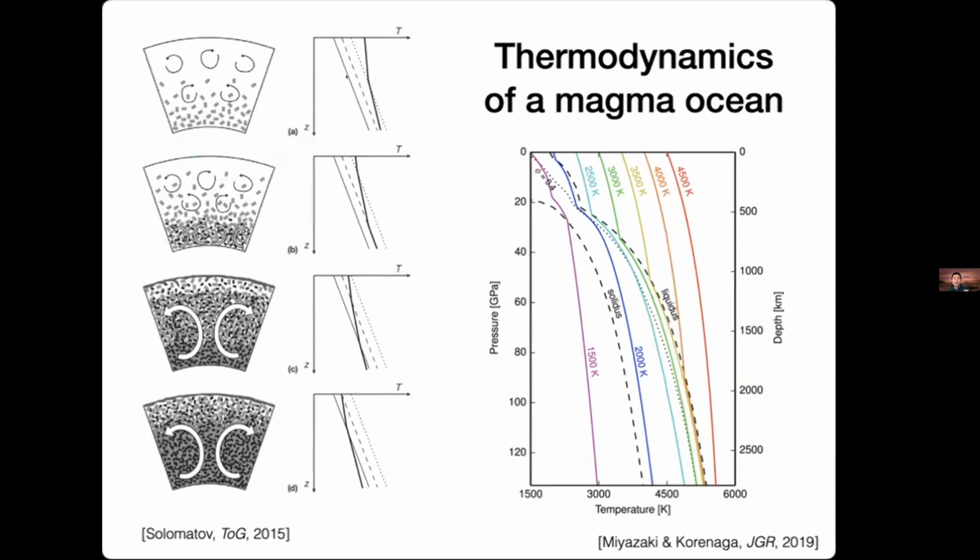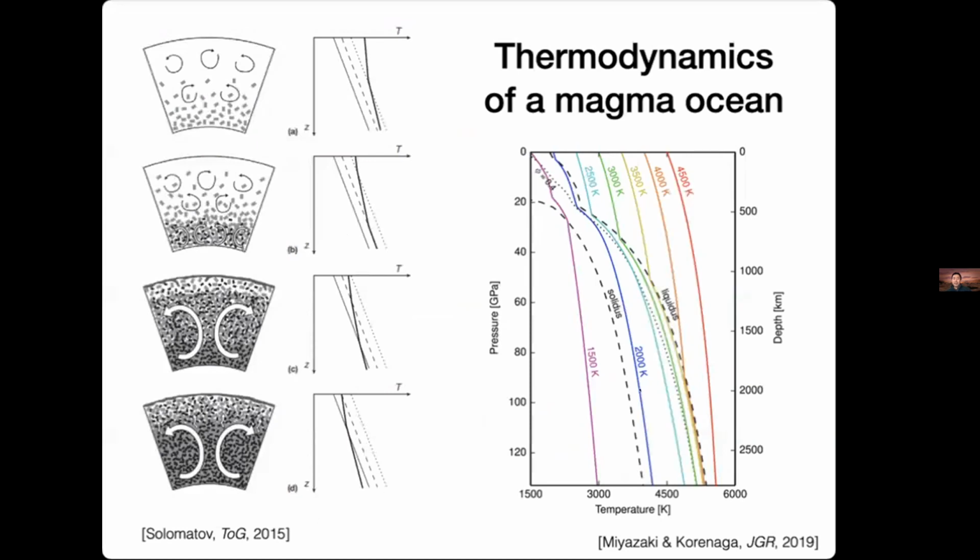So liquidus and solidus, and the bold line is a mantle adiabat. Because liquidus and solidus are steeper than the adiabat, when the magma ocean cools down, its adiabat crosses the liquidus at the bottom, meaning that the magma ocean solidifies from the bottom, as illustrated by this cartoon. This cartoon is taken from Solomatov's 2015 review article, but this behavior of magma ocean solidification has long been known, since the early 1990s.